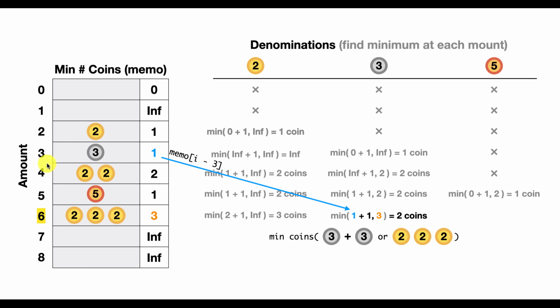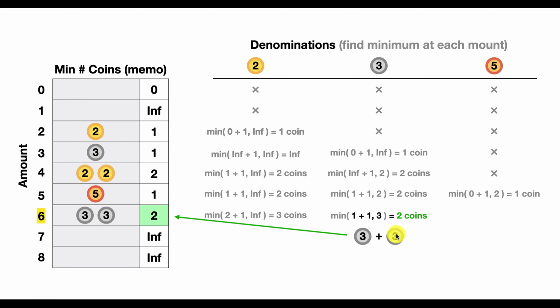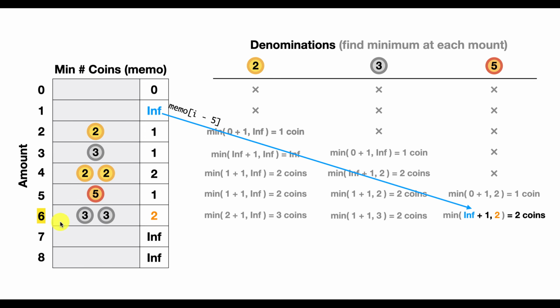Then we take 6 minus 3, the 3 denomination. This gets us to the value of 3, which was previously 1 coin. So we're adding 1 additional coin. 1 plus 1 is 2. So the minimum of 2 and 3 is 2 coins. 2 is smaller than 3, which was previously stored there. So now 2 coins is the smallest number of coins to reach this amount. Then we do 6 minus 5. That's infinity. Infinity plus 1 is larger than 2, so the previous solution to this subproblem doesn't change.